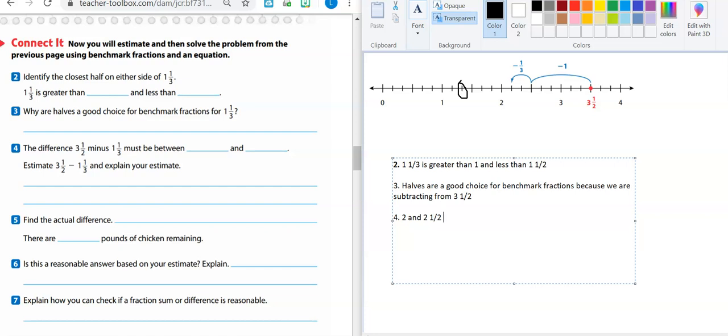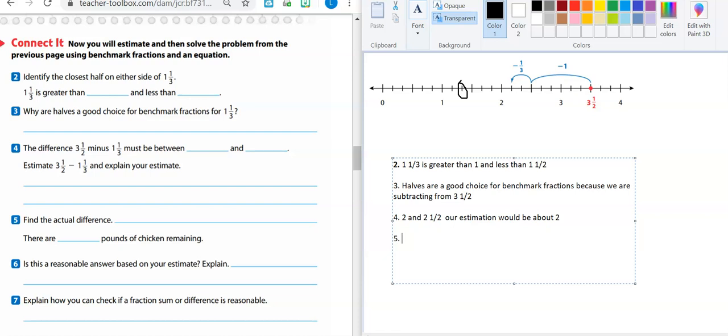And then it says estimate 3.5 minus 1 1/3 and explain our estimate. If we were just to estimate, we would estimate that it would be about what? Our estimation would be about 2.